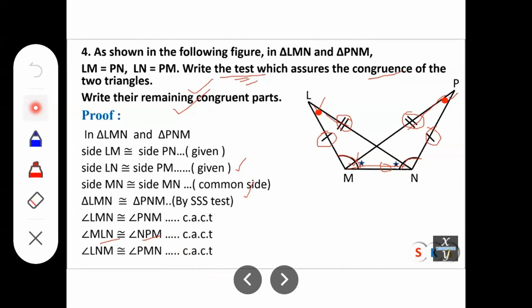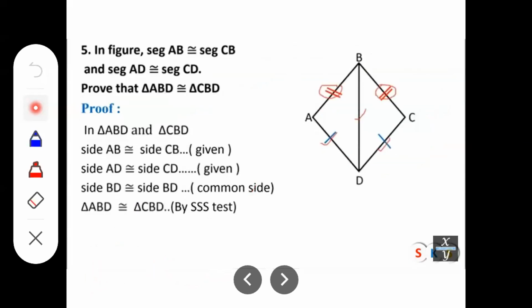So here, those two triangles are congruent to each other by the SSS test, and the corresponding angles along with their congruency are written over here. Fifth example, here you can see.